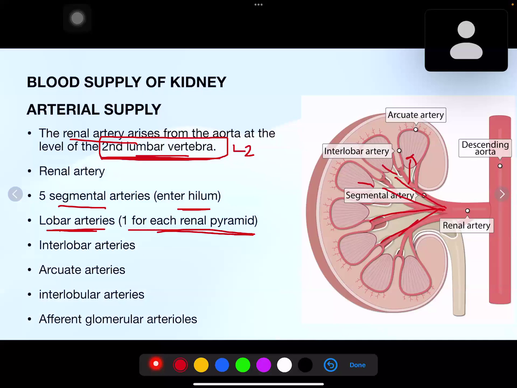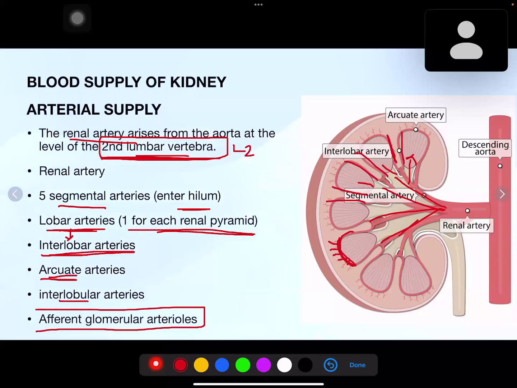divide into the interlobar arteries, and then they form the arcuate arteries, and then they end up into the afferent glomerular arterioles. Okay, so you just have to remember the name of these branches. So the renal artery ends up into the afferent glomerular arterioles.